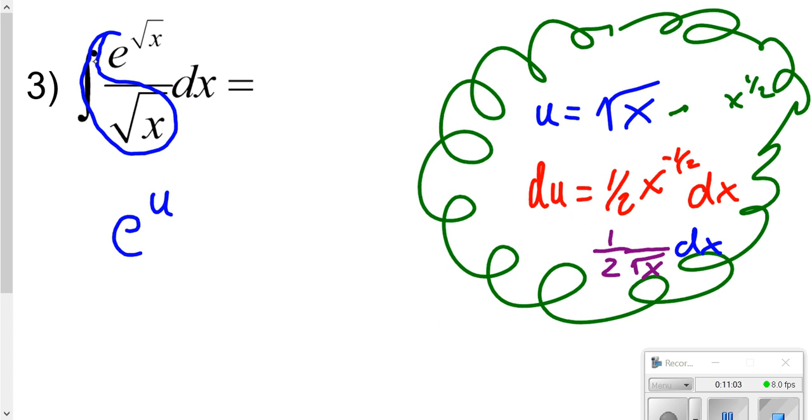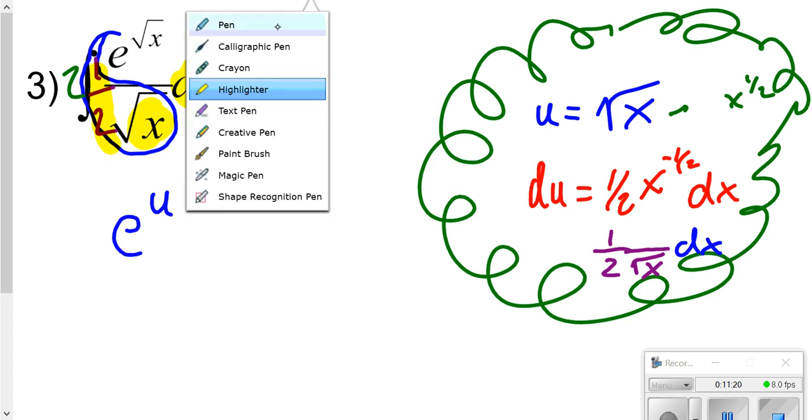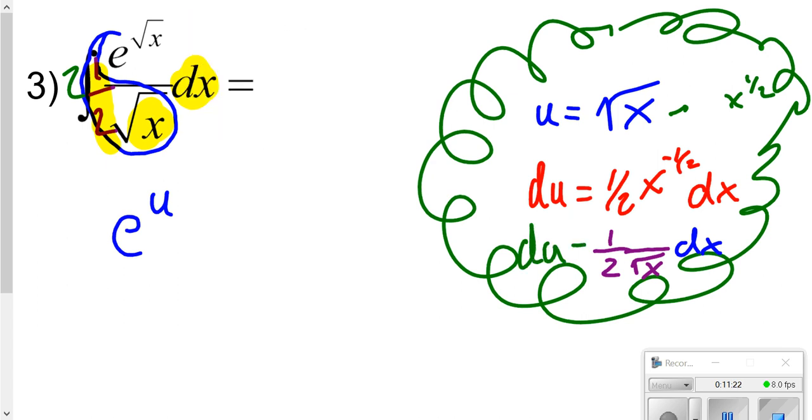Now I'm going to put the 1/2 in there. But you can't just put a 1/2 in, because you have to balance it with the 2. Now I have the 1/2 dx over the square root of x. That whole yellow part is du. All the yellow highlight is du. I still have the 2 out there, and now I'm ready to anti-differentiate.